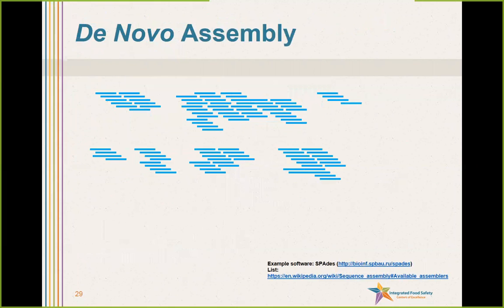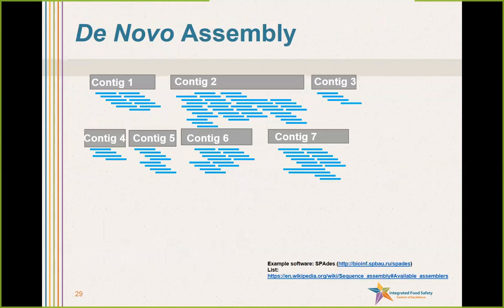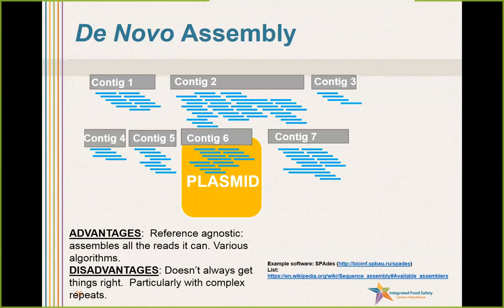This is an example for when you conduct a de novo assembly, for example, when you are not sure what pathogen you are looking at. Advantages include that de novo assembles all the reads it can and doesn't eliminate any based on a reference. I won't go into the details, but there are many algorithms out there to be able to do this. The disadvantages include that you do not always get things right, particularly with complex repeats, as we saw earlier.